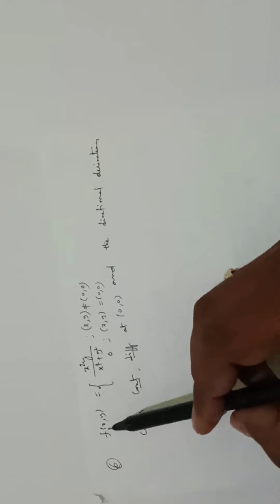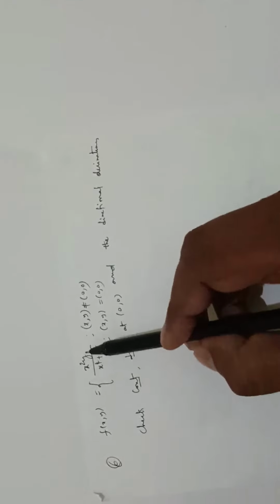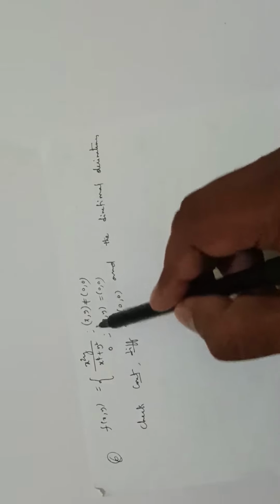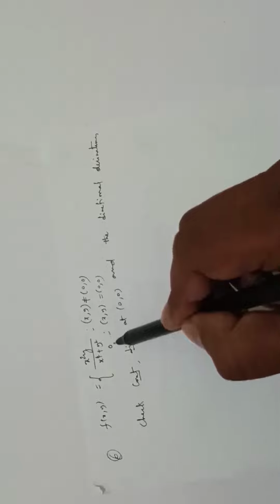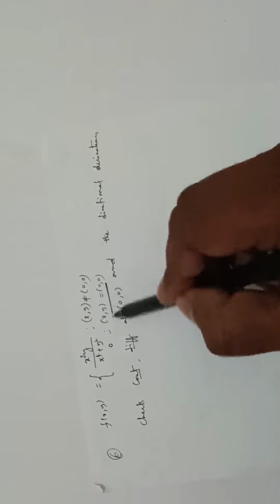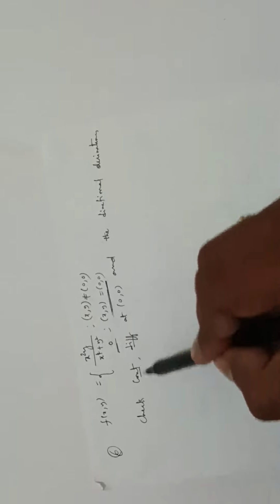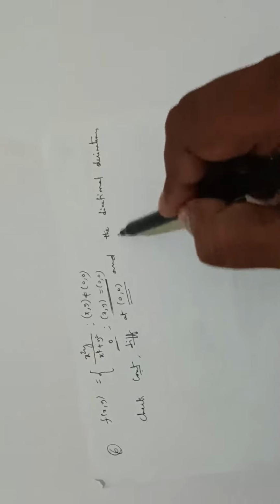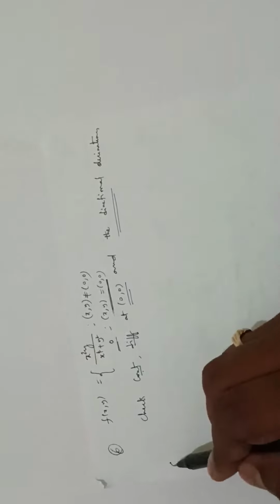Yes. See, this is the sixth problem: f of x comma y equals x square y by x to the power 4 plus y square, and at the origin, the function is 0. It asks to check the continuity, differentiability at 0 comma 0, and the existence of directional derivatives. This problem is important in the sense that it will show whether there is any relation between these three things.